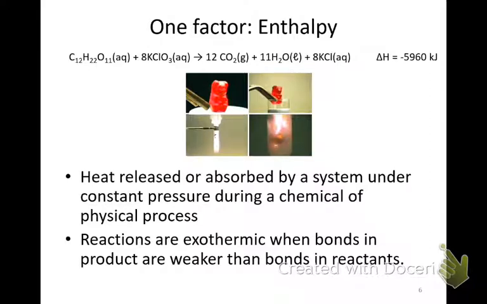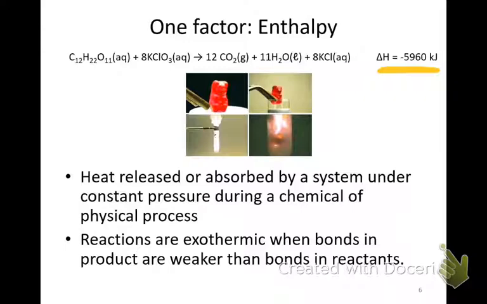And reactions would then be endothermic, would gain energy, when we have stronger bonds, so that the energy that's put into the molecules gets stored in the chemical bonds. So this reaction that's shown here is sucrose plus potassium chlorate produces CO2 and water and KCl, and we see that it is very, very exothermic.